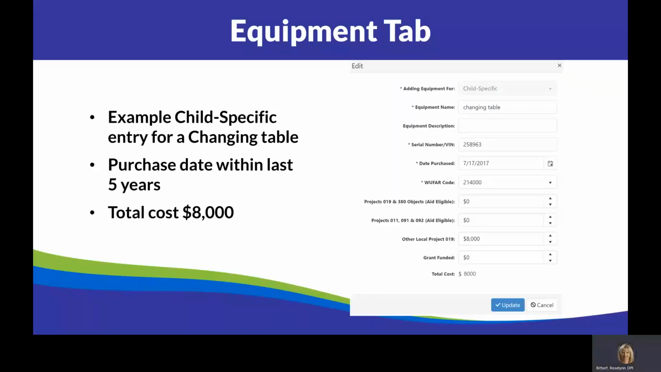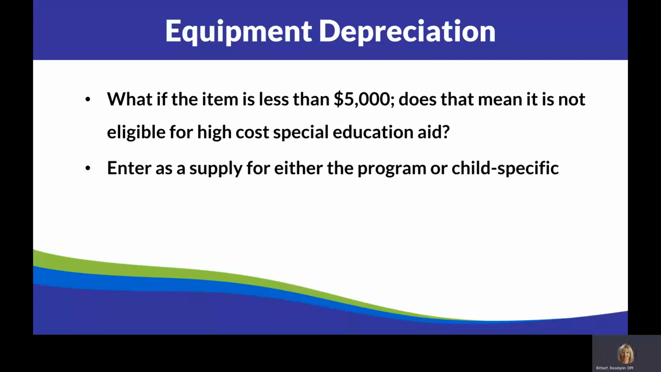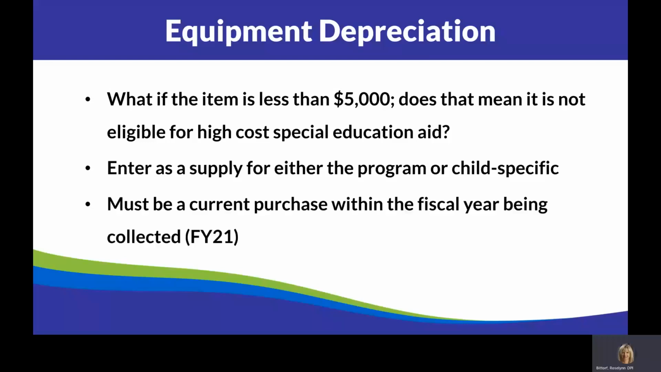As an example, I am entering a child-specific equipment cost for a changing table with a unit cost of $8,000 and a purchase date of 2017. But what if the item is less than $5,000? Does that mean it is not eligible for high-cost special education aid? No, it means that it can be entered as a supply for either the program or child specific and must be a current purchase within the fiscal year being collected. So this year, fiscal year 22, we are collecting data from fiscal year 21. If the supply purchase was in fiscal year 21 to meet a student's IEP, it can be claimed.